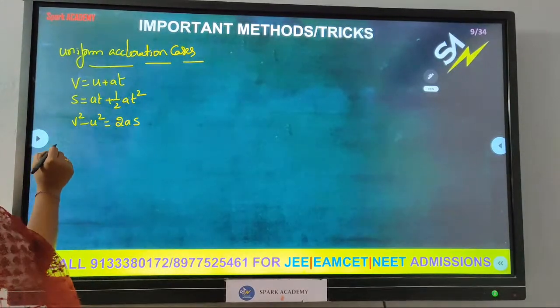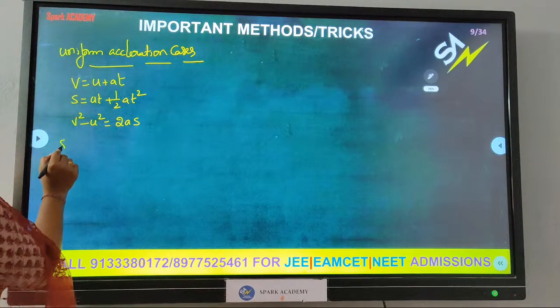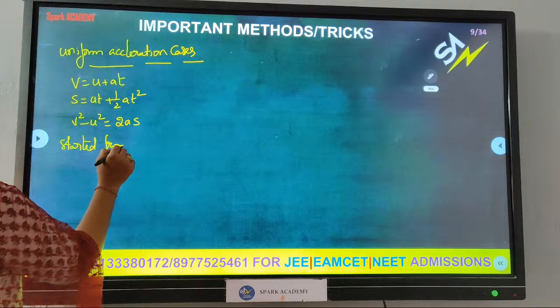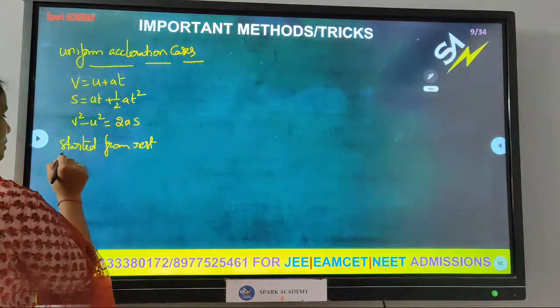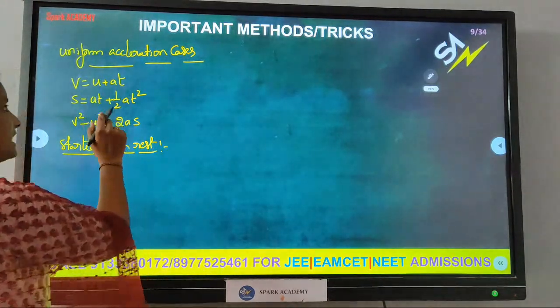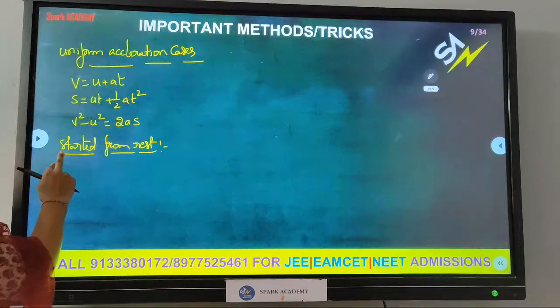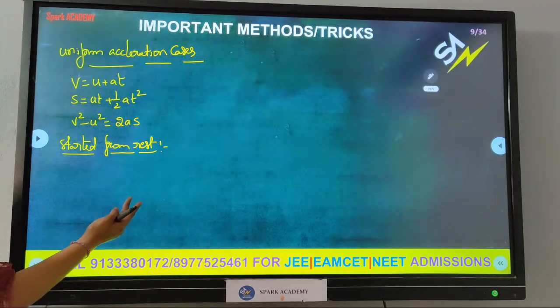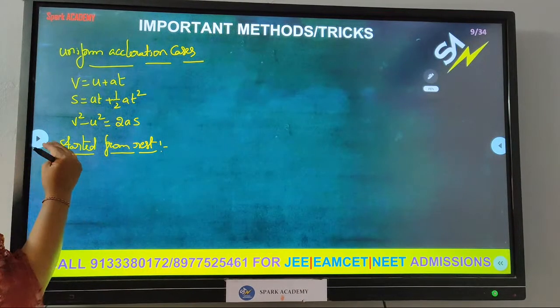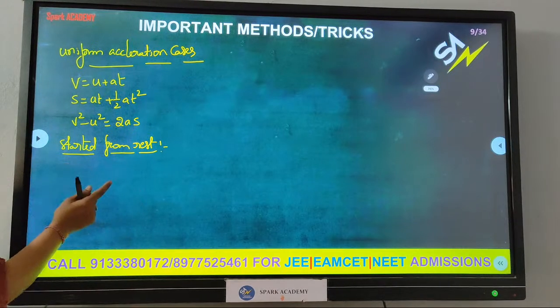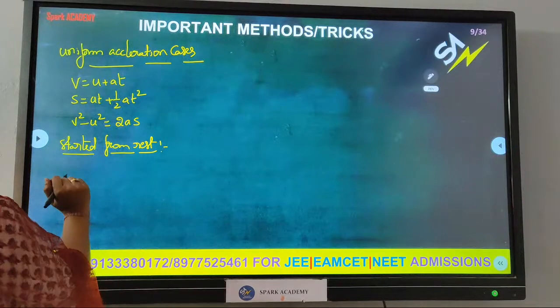Here, if we are given that the object started from rest, these equations we can modify into shortcuts. Those shortcut forms we can use in both the cases, when the object started from rest or when the object started with some velocity and finally comes to rest. In those cases you can apply these short tricks.